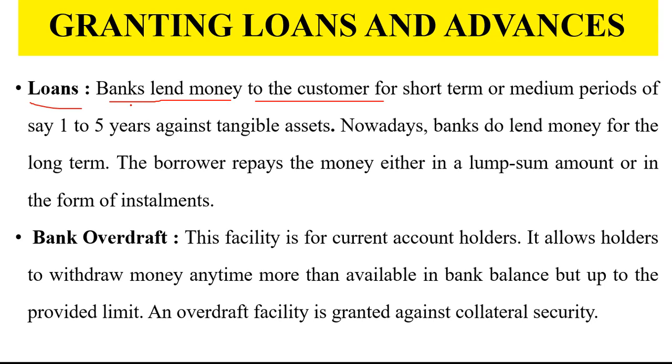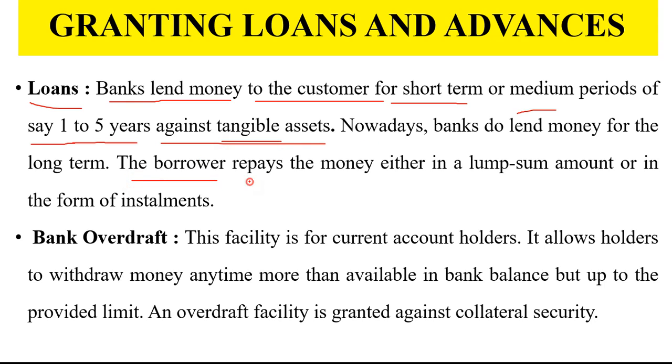So the bank lends money to the customer for short term purposes, or medium term for a period of say 1 to 5 years, against tangible assets. Tangible assets means the assets which you can touch and feel, for example furniture and buildings. So against these assets, a bank grants loans to the customer, means it gives loans to the customer.